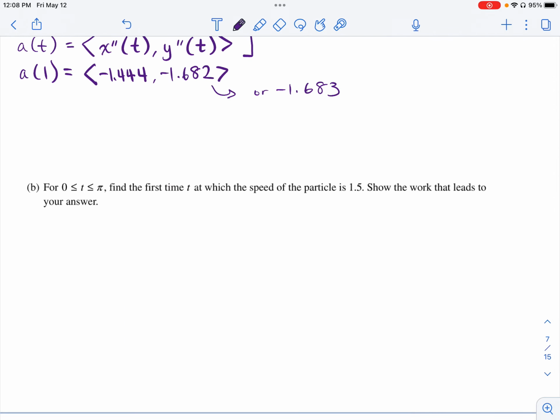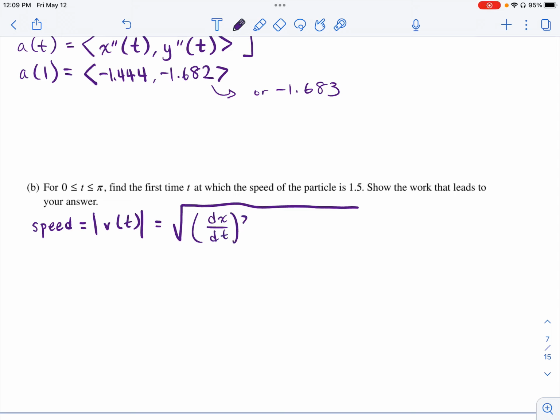It says, now part B, from 0 to pi, find the first time t at which the speed of the particle is 1.5. Show the work that leads to your answer. Well, we should remember that speed is equal to the absolute value of our velocity function. And hopefully you're familiar with the following formula. We would just say the square root of dx/dt squared plus dy/dt squared, okay? And what we're trying to do is see where the speed is equal to 1.5. Find the first value of t such that this is equal to 1.5.